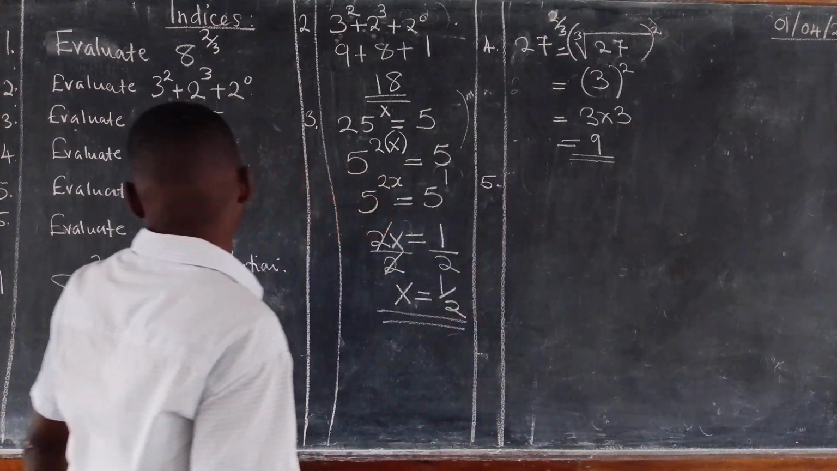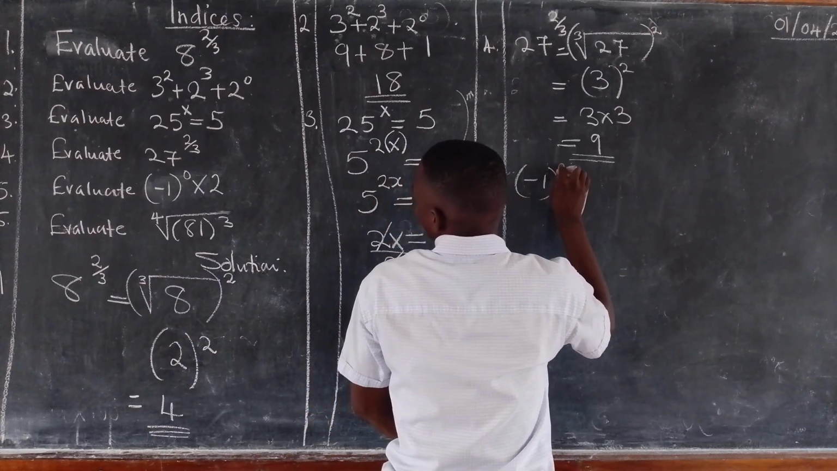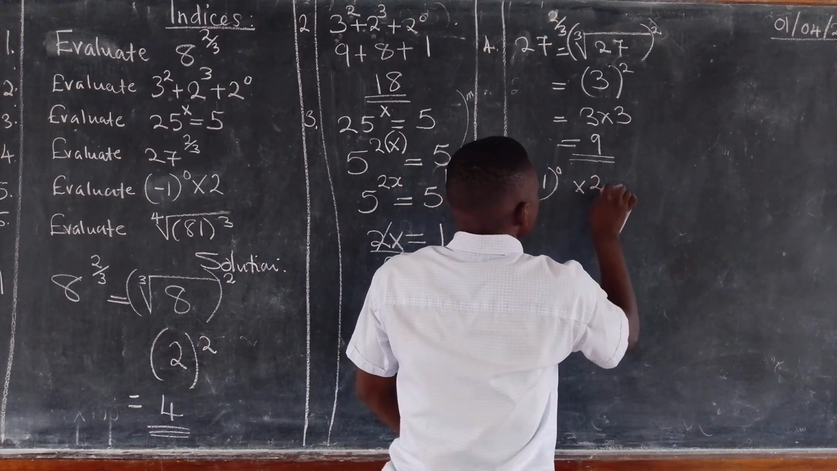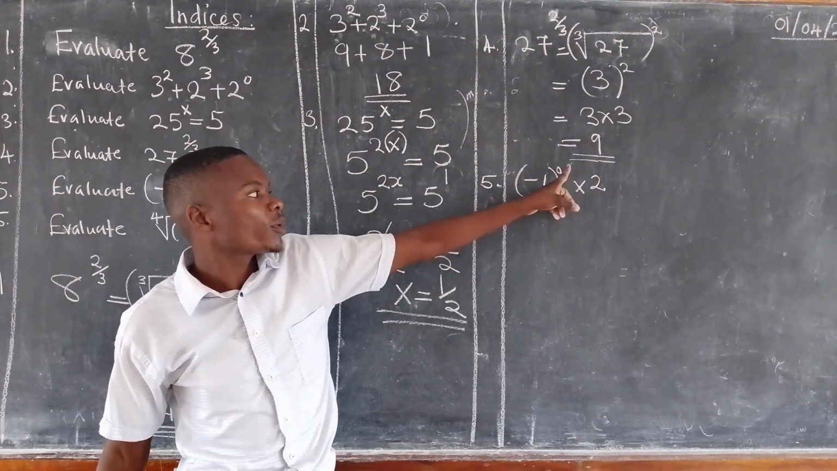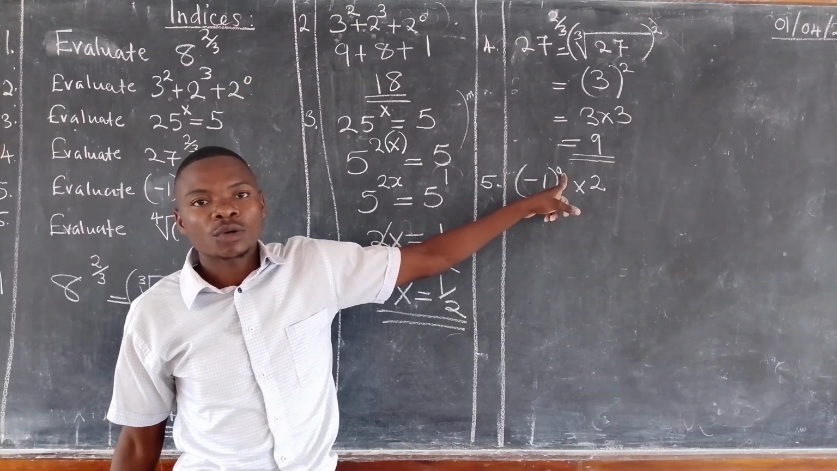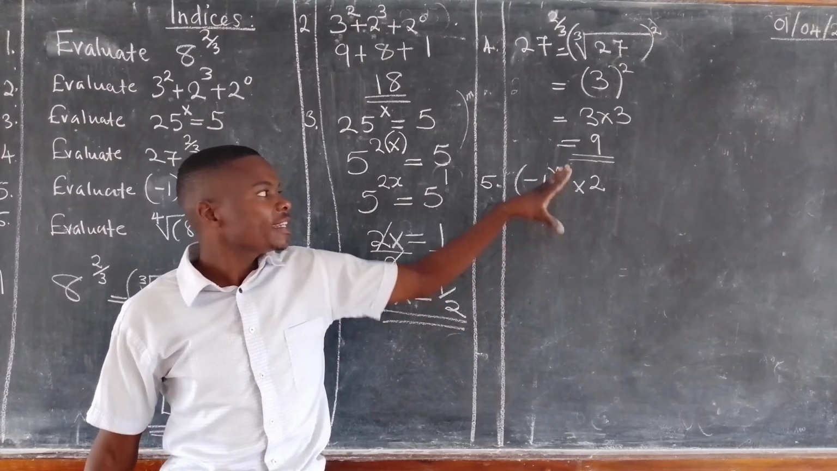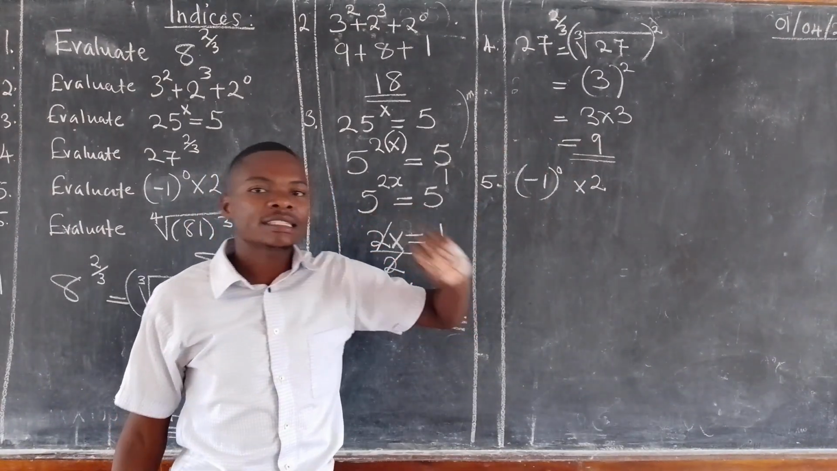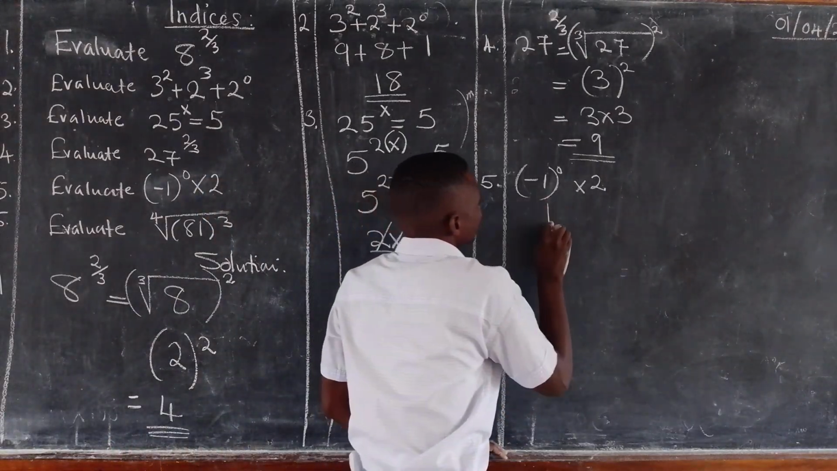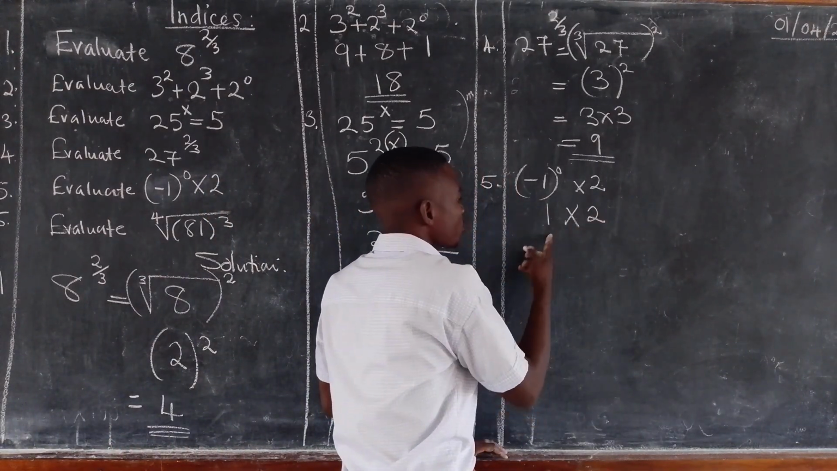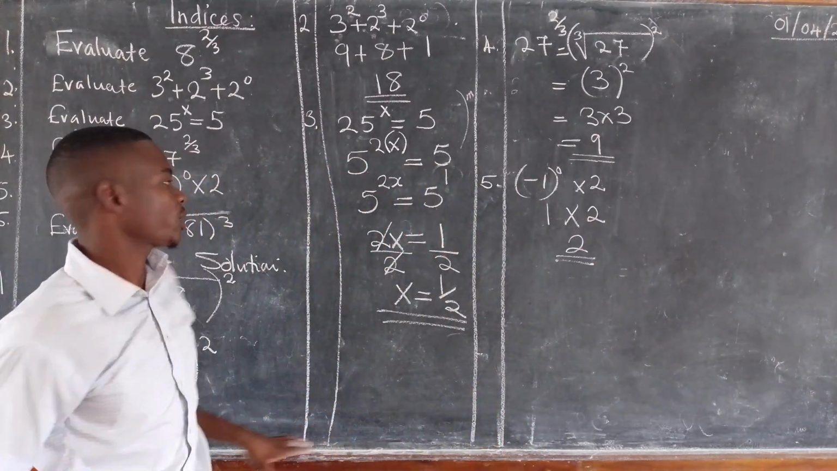Then we go to question 5. Question 5 is saying evaluate negative 1 power 0 times 2. So here when you are trying to evaluate this, you look at the power that you have. Here the power is power 0. So you ask yourself, what is the meaning when you have power 0? Any number, any quantity that is raised to power 0 is equal to 1. So here it is same as 1 times 2. So we are going to have 1 times 2, which is same as 2.